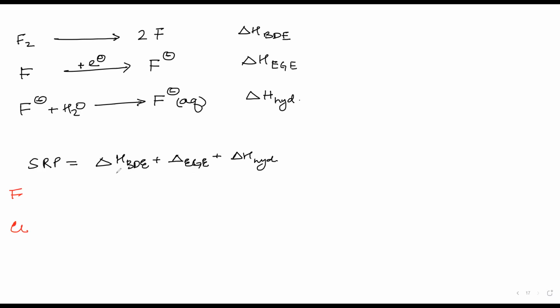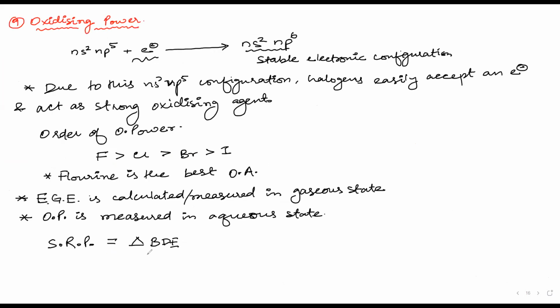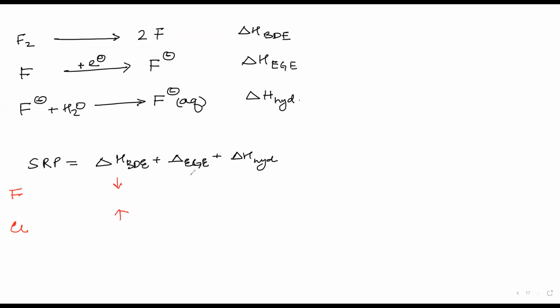Now bond dissociation energy, whose is higher? Fluorine has lower bond dissociation energy and chlorine has higher bond dissociation energy. Can you see here? Correct? Now what about electron gain enthalpy? Fluorine has lower electron gain enthalpy and chlorine has higher electron gain enthalpy.